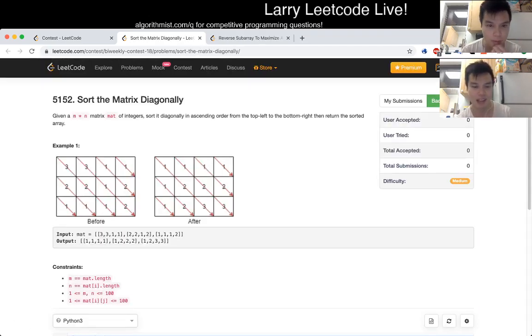Okay, sort the matrix diagonally. It is what it kind of sounds like. I think this is one of those problems that you could take a long time on, but essentially it's just implementation.